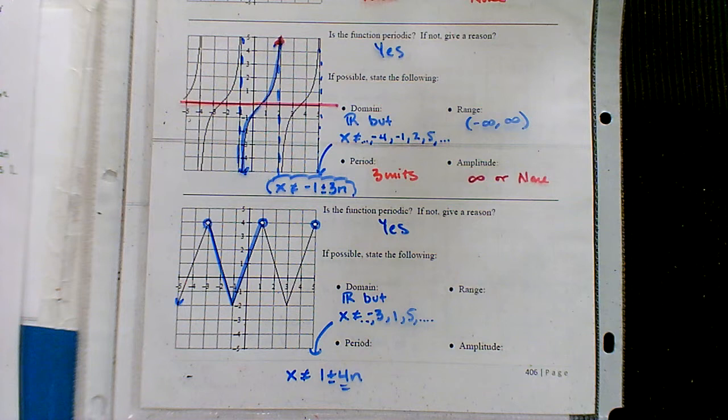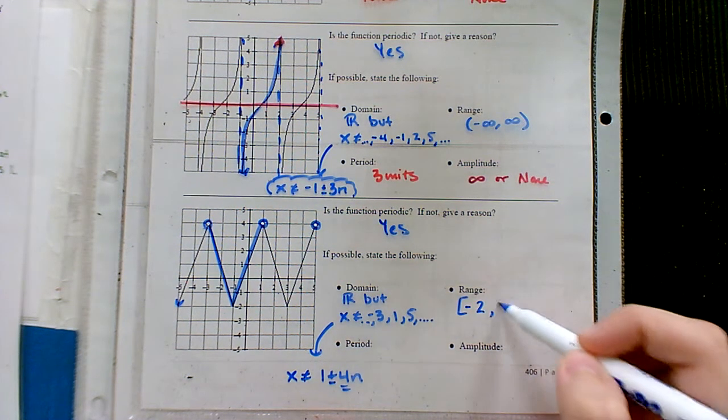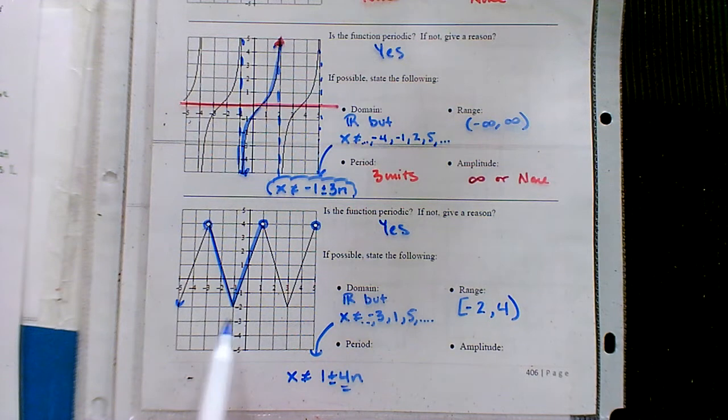All right, what about range? How far low to high does this periodic function go? Would it be -2 in bracket and 4 in parentheses? 4 in parentheses, perfect. All right, so the lowest is -2, we have points there. Highest is 4, but that's where our holes are, so we need our parenthesis. Really good.